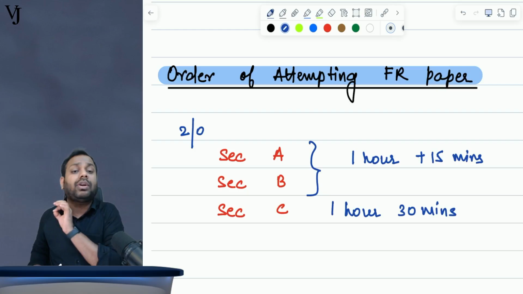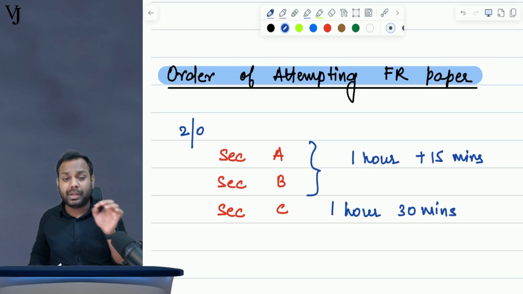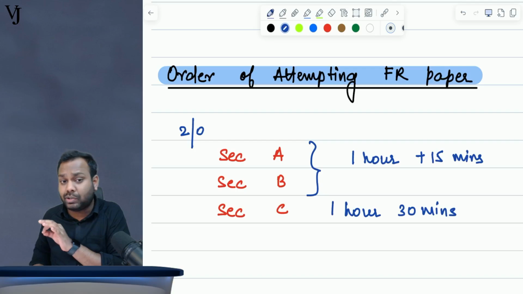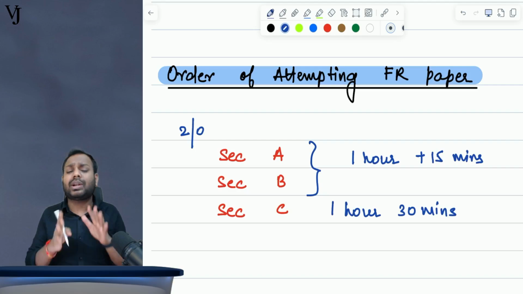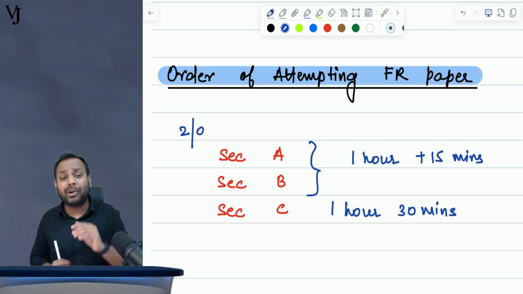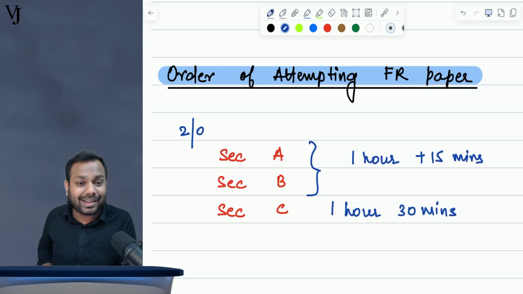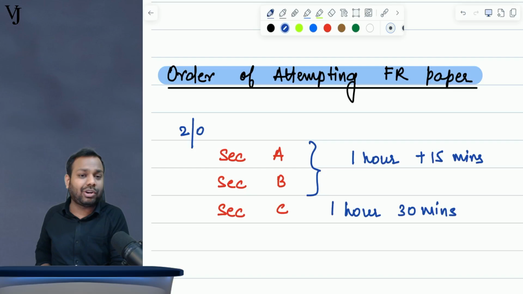Ensure one thing, that you are not leaving even a single question unsolved. For Section A and Section B, don't leave even a single question unsolved, because there is no negative marking. Even if you don't know the answer, use guesswork and solve it. If you solve it using guesswork, there are chances that it can be correct and you might score 2 marks. But if you leave it, there is a sure-shot 0 for that.